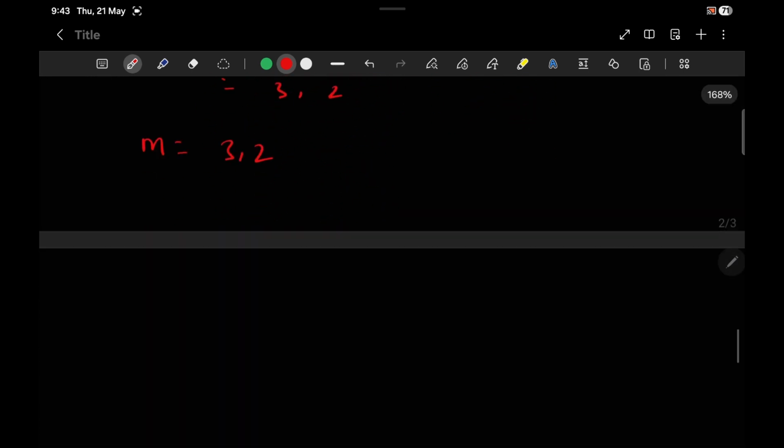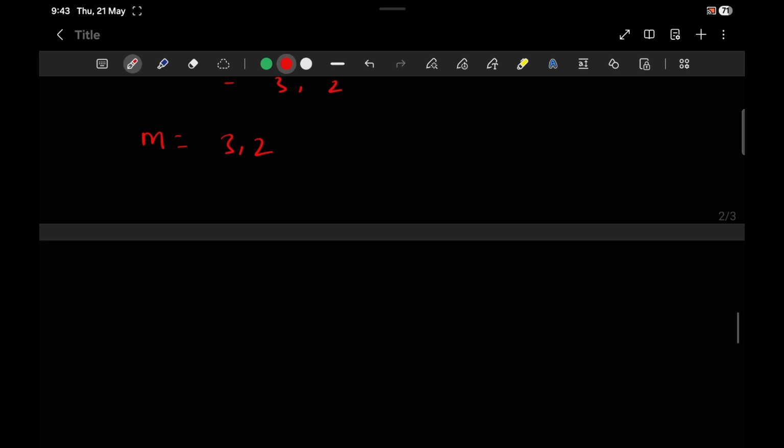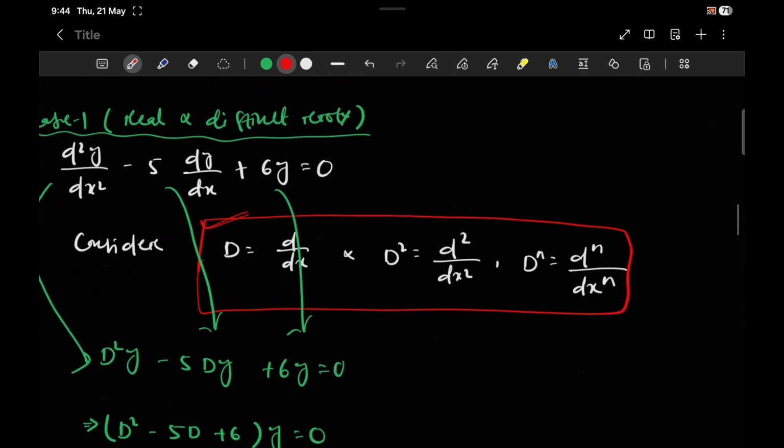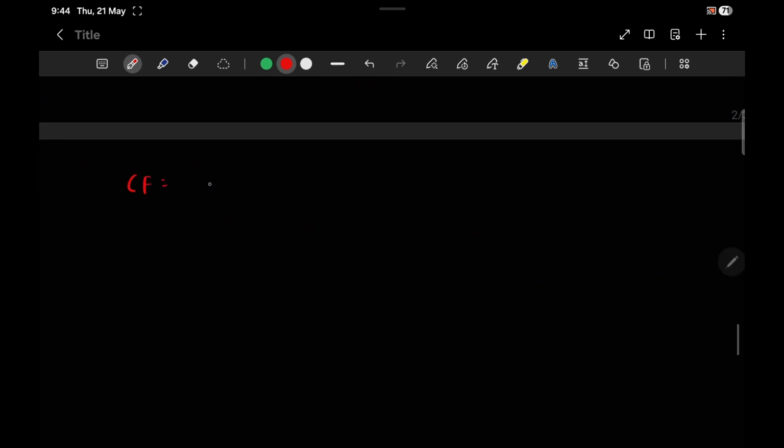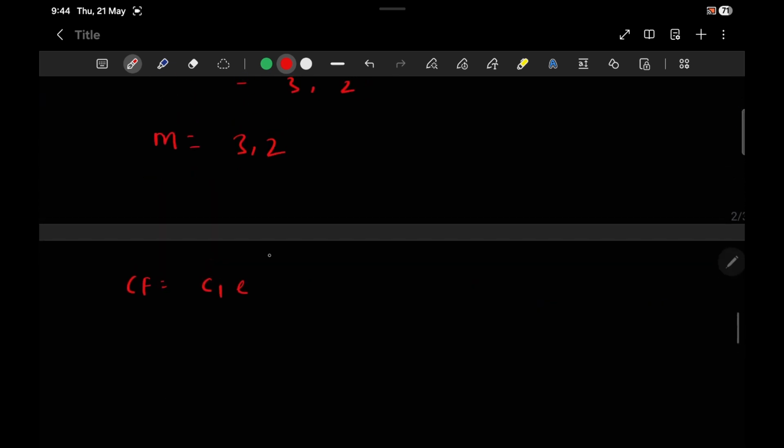Like I said, 3 and 2 are real and distinct. 3 is not equal to 2 and 2 is not equal to 3. So these are real and distinct. So we have to use the first formula, this. The complementary function is equal to c1 e^(3x) + c2 e^(2x). Y is equal to complementary function plus particular integral.